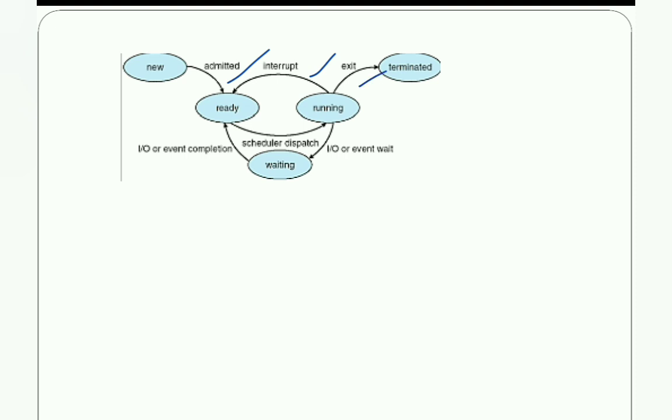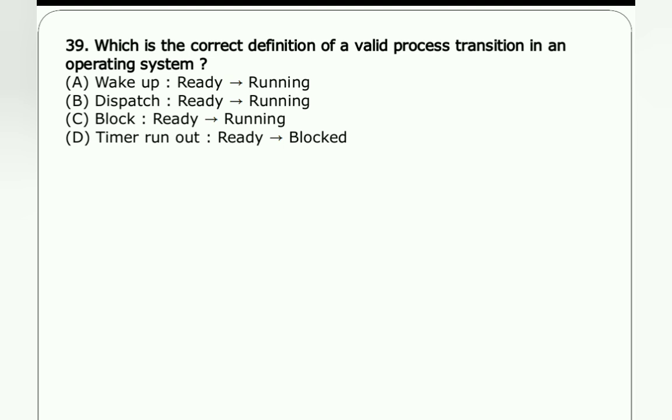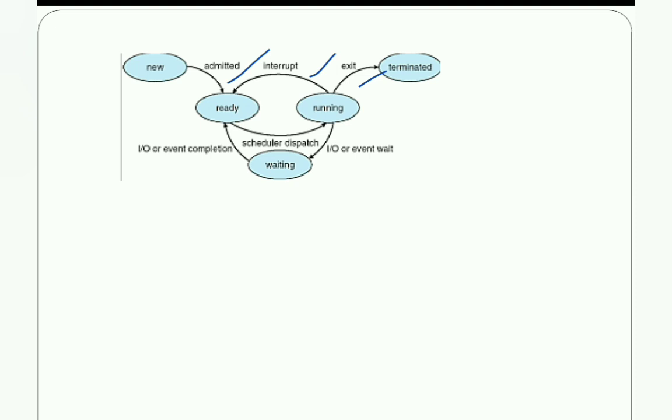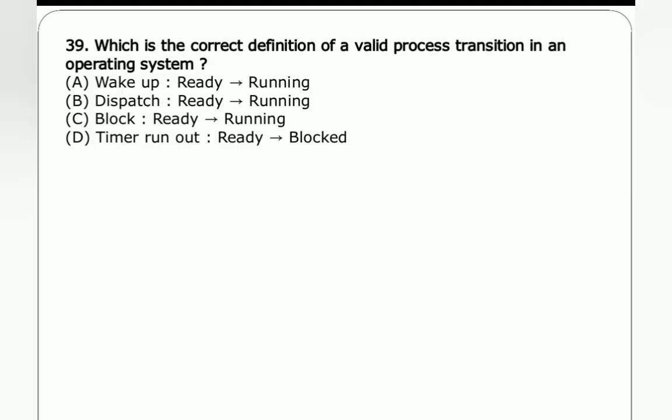So here the correct answer is B, that is the dispatch state. In the dispatch state, the process will enter from ready to running state. So ready to running state is the dispatch. So it is the correct transition in the given options. So option B is the correct one.